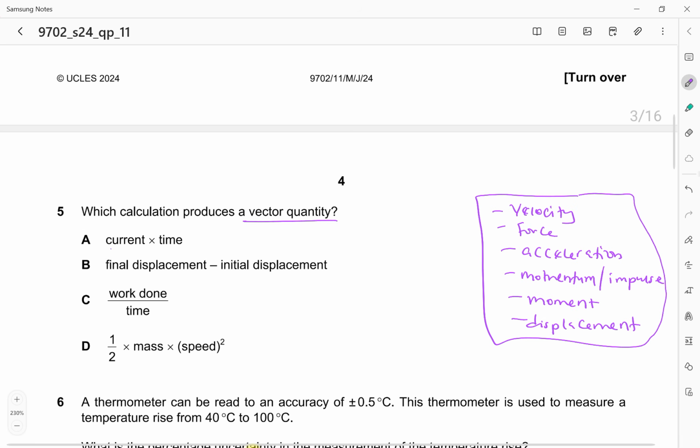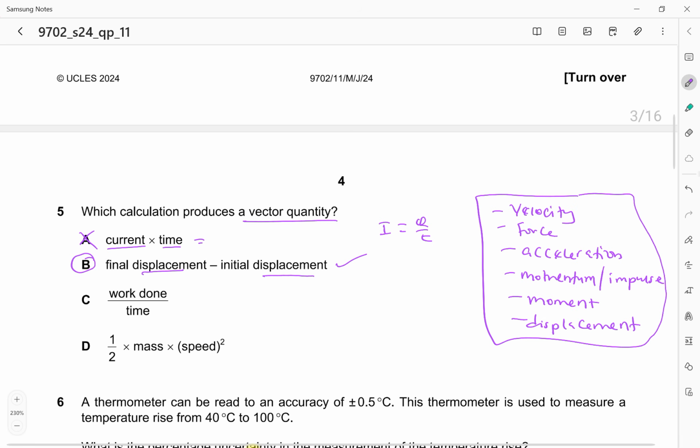Option A is current times time. I think this is charge, because current is equal to charge over t. So current times time is charge, so this is not a vector quantity. Final displacement minus initial displacement: final displacement is a vector quantity, initial displacement is a vector quantity, so the resultant is also a vector quantity. So the answer should be B.